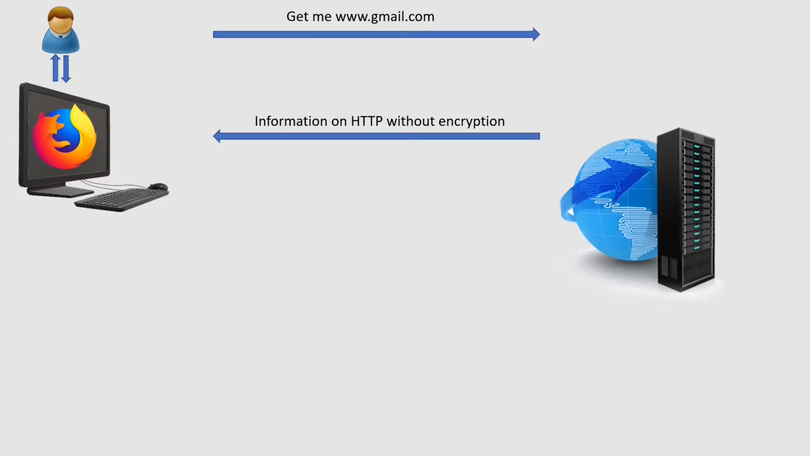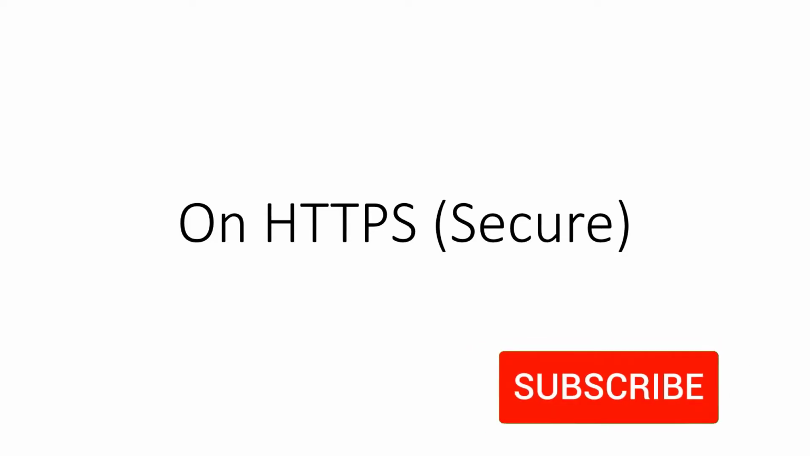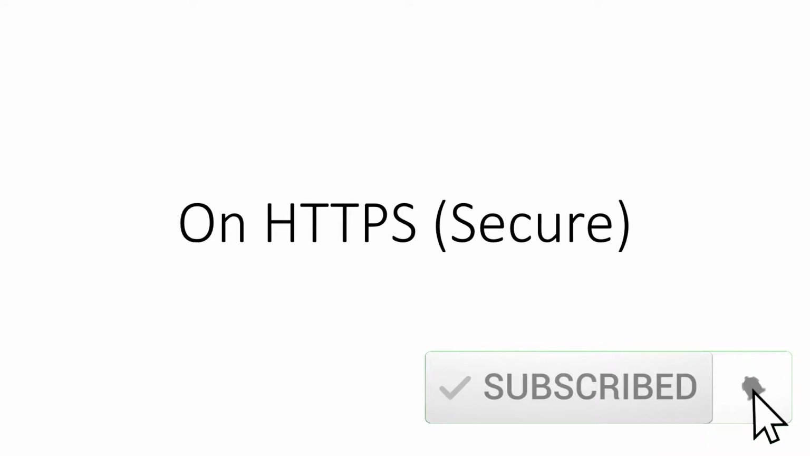In this scenario, the web browser sends a request to gmail.com, the Gmail web server, and asks for some information, and the web server gives back the information requested. Note that the communication between the web browser and the web server is not encrypted here, so any hacker can come in between and hack the information or any sensitive data here. So to solve this problem, HTTPS was introduced. Now we'll see how HTTPS works.